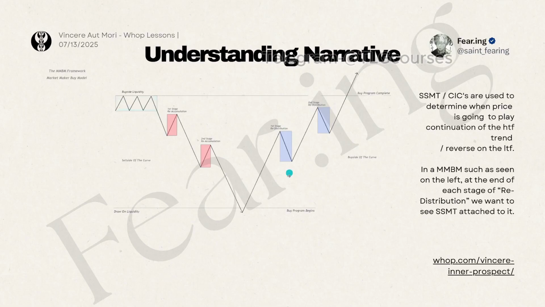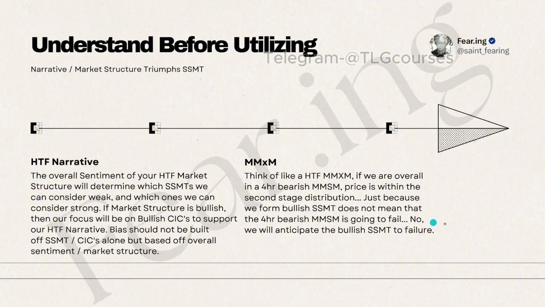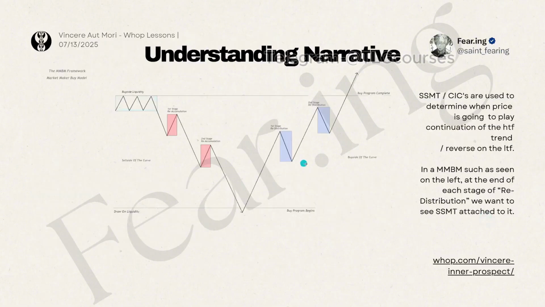We can classify those as weak. Now, the opposite for strong ones: every single bullish sequential SMT that forms within the buy side of the curve of a market maker buy model, we can consider strong. Vice versa for the sell side of the curve, and vice versa for the market maker sell model. But this is the most important aspect: you have to know where price is relative to the higher time frame.